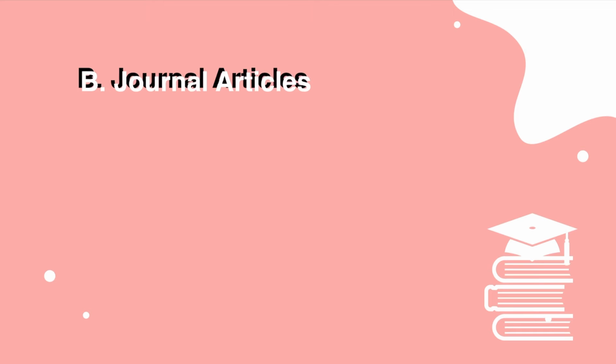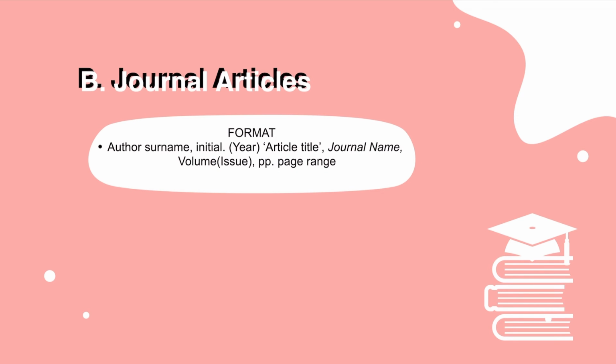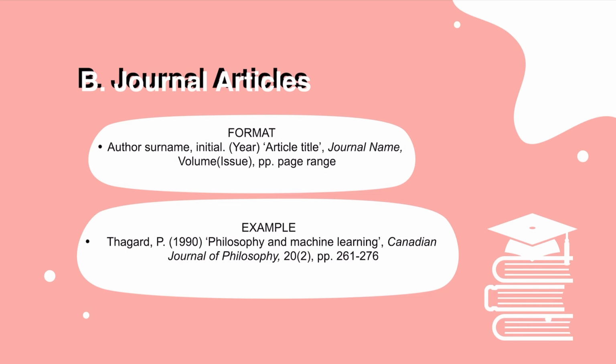Moving on, we have journal articles. Journal articles follow this format, and then this is an example. The format goes: author surname, initial, year in brackets, article title in apostrophes, journal name in italics, volume, followed by issue in brackets, and then this pp symbol, and then the page range. This is the example color-coded accordingly.